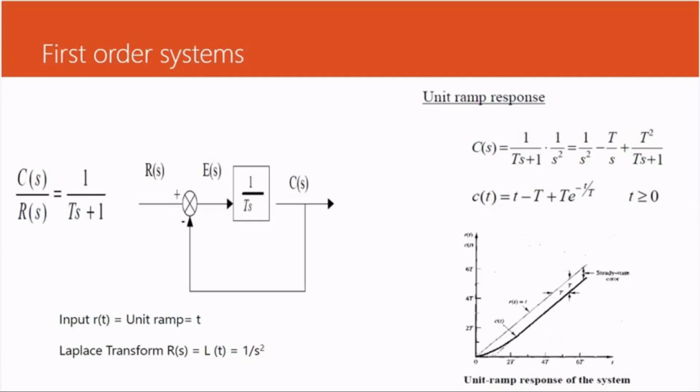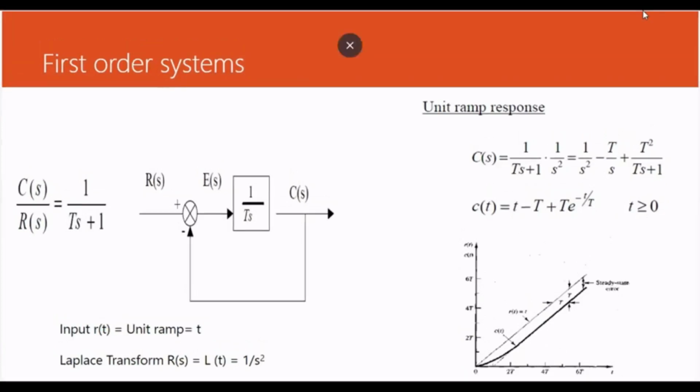So kung kukunin natin yung Laplace transform R of S, so hindi ko na siya isa-solve for you. Ang ating Laplace transform, which is L of T, is equal siya sa 1 over S squared. So the unit ramp response upon solving is C of S is equal to 1 over Ts plus 1 multiplied to the Laplace transform function.